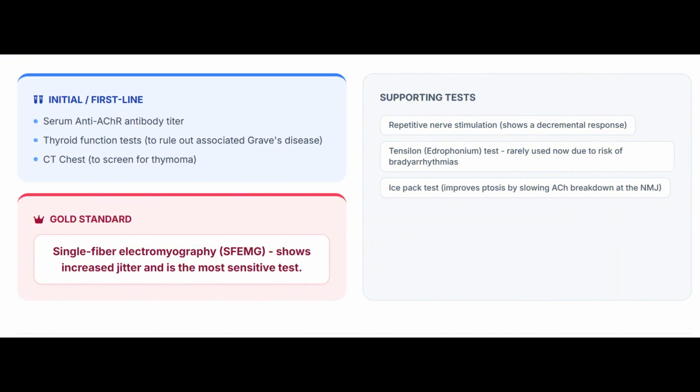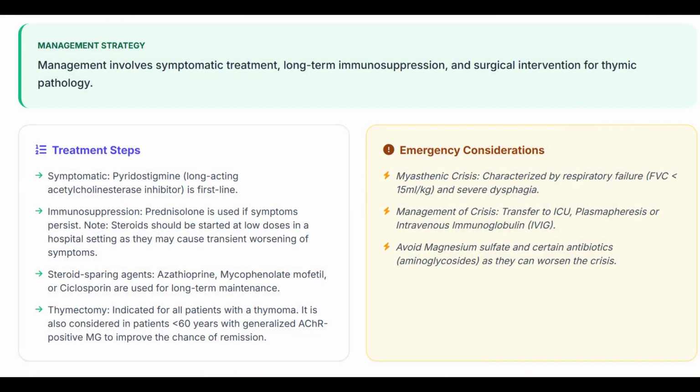By cooling the eyelid, we slow the enzymatic breakdown of acetylcholine at the neuromuscular junction, resulting in a temporary improvement. This systematic approach ensures both diagnostic accuracy and patient safety. Moving to management, our strategy integrates symptomatic relief, long-term immunosuppression, and surgical intervention. For symptomatic control, pyridostigmine, a long-acting acetylcholinesterase inhibitor, is our first-line agent.